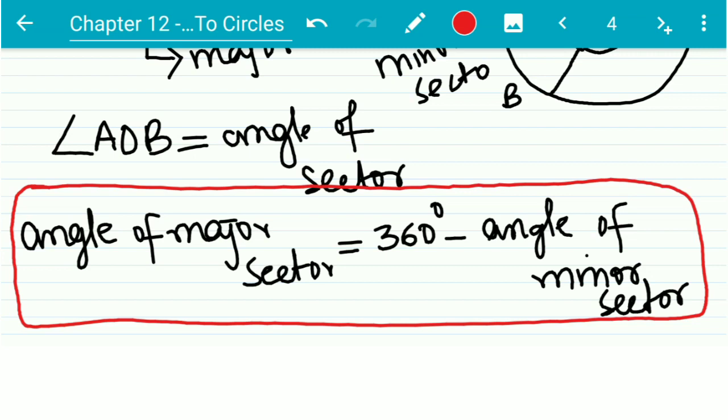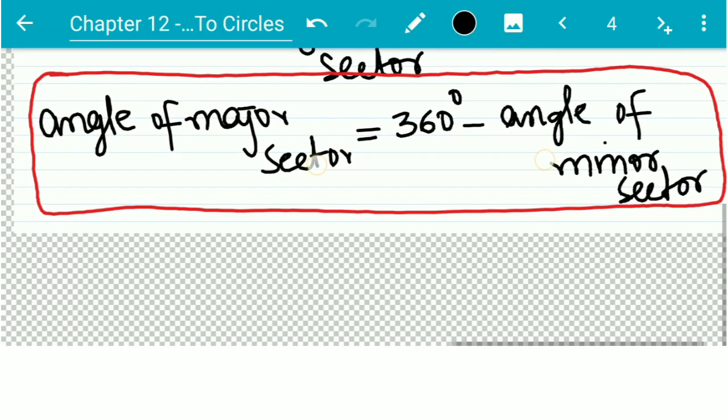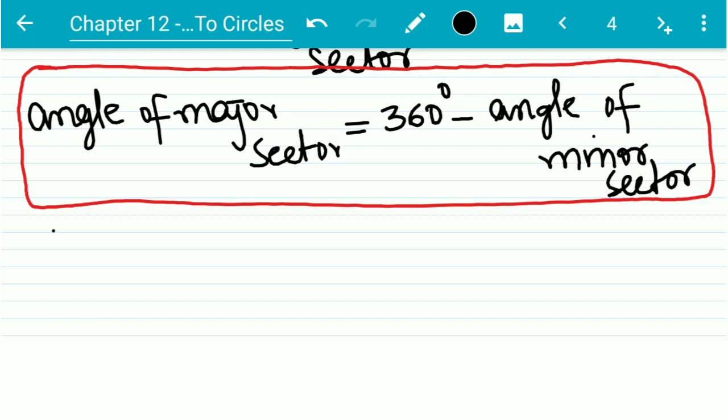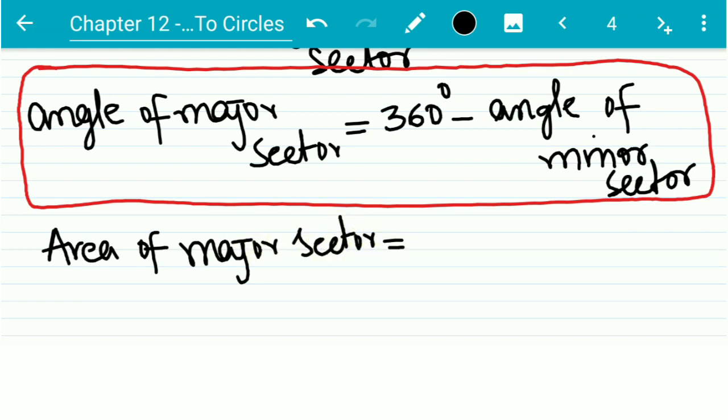Now another thing with sector is the area of the sector. See, next one, note number 2, area of the major sector is equal to, see, this is about the area. What is the total area of a circle? Pi r square. So to find the area of the major sector, you need to subtract the area of the minor sector from pi r square, since the area of the circle is pi r square. So area of major sector is equal to pi r square minus area of minor sector.